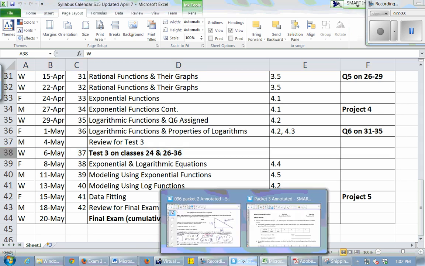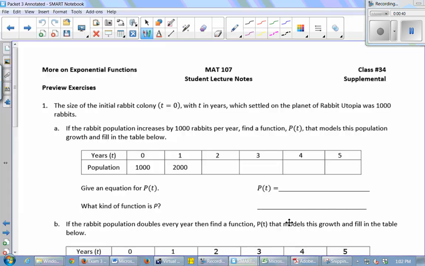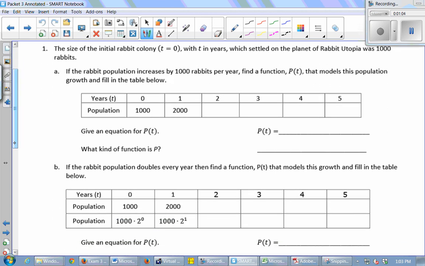All right, so let's go through the preview exercises and the demo together. We have the size of an initial rabbit colony, meaning the size when time t, in years, is 0, settled on planet Rabbit Utopia was 1,000 rabbits. If the rabbit population increases by 1,000 rabbits every year, we want to find a function, p of t, that models this population growth.